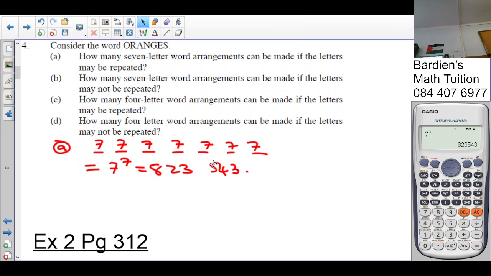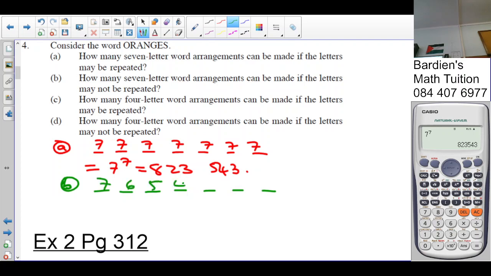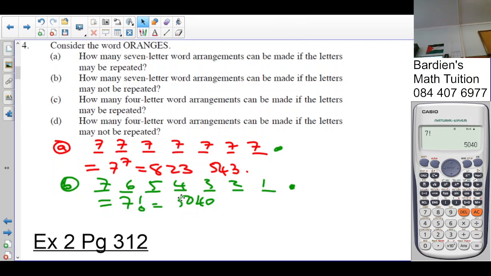How many similar word arrangements can be made if the letters may not be repeated? So that's going to give you 7, then 6, 5, 4, 3, 2, 1, which is the same as 7 factorial. Okay? Gives you 5040. People, if you can see it straight without drawing these bids, no problem. You can go straight into that as well.